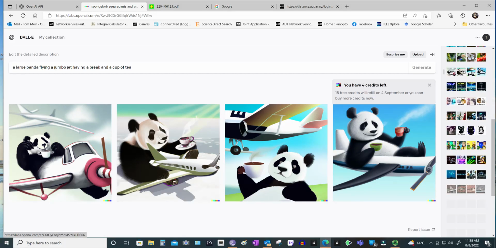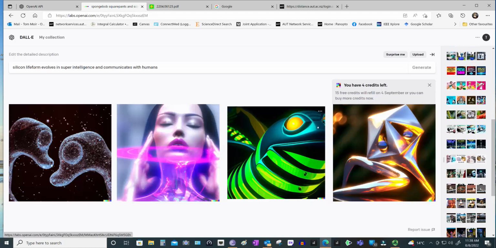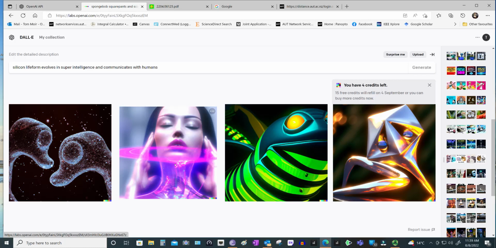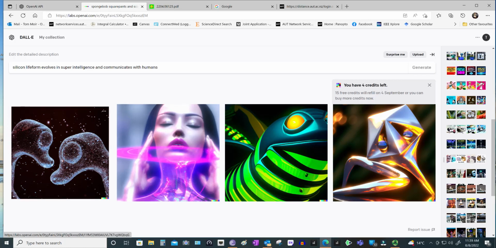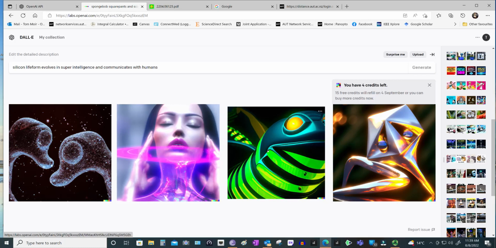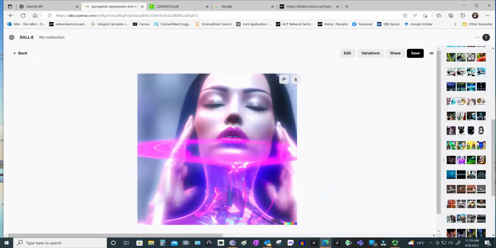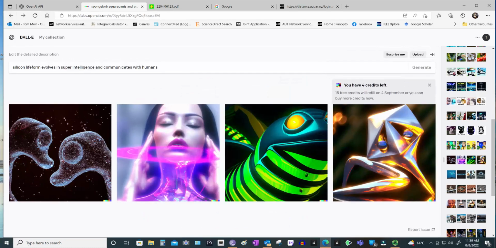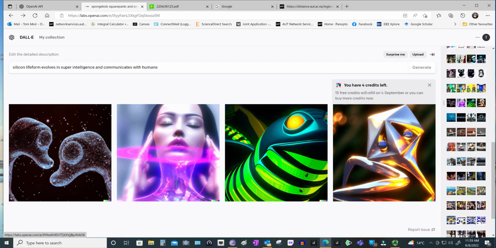Now, there's some interesting ones. If I go down here, I typed this in: silicon life form evolves in super intelligence and communicates with humans. So this one's particularly interesting. That's actually quite interesting as well, although it looks a little bit like a duck. It looks a little bit like a wasp or something. So there's the silicon-based life form. And let's go down and see some more.